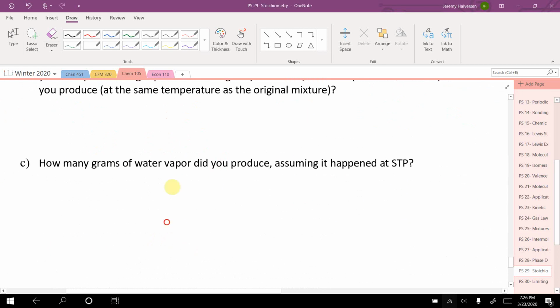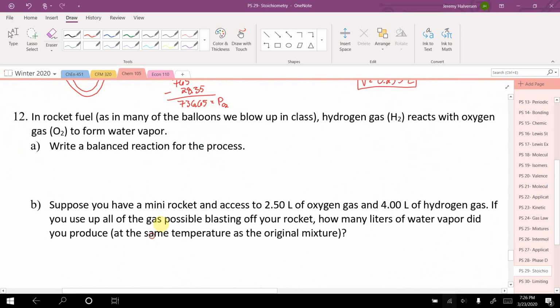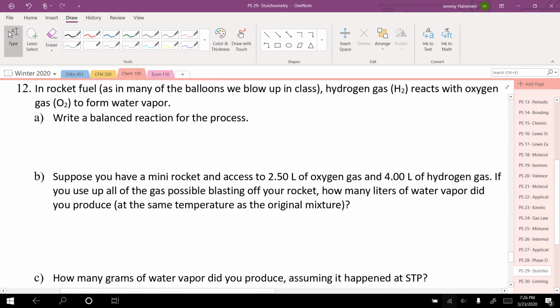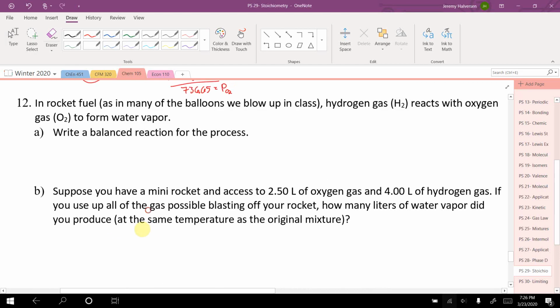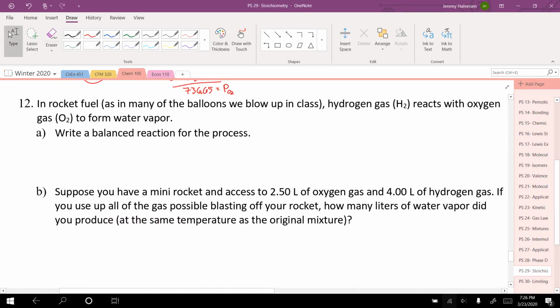All right, what do we got left? Oh, this is it. In rocket fuel, as in many of the balloons we blow up in class, hydrogen gas reacts with oxygen, O2, to form water vapor. So we got hydrogen gas plus oxygen gas. This is another combustion reaction. We're adding oxygen. Make water vapor, not liquid. Okay, so I've got 2 oxygens, so I need 2 oxygens there. Now I have 4 hydrogens, so I need 2 H2s.